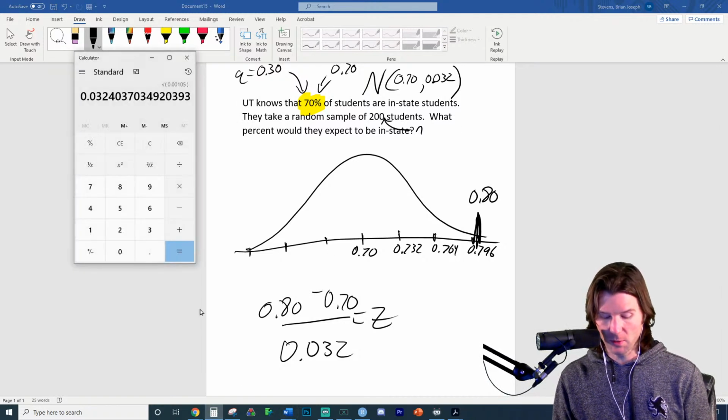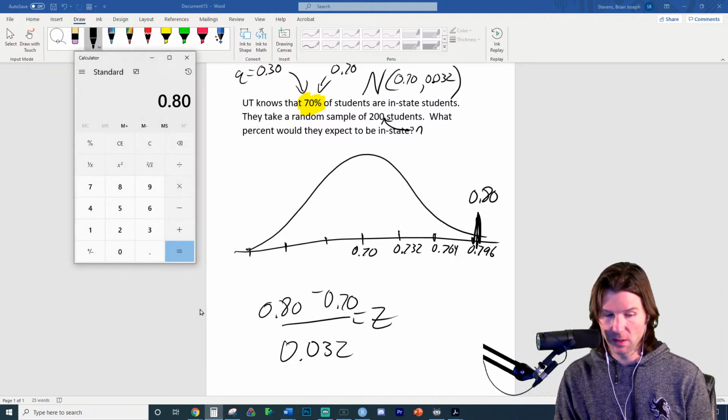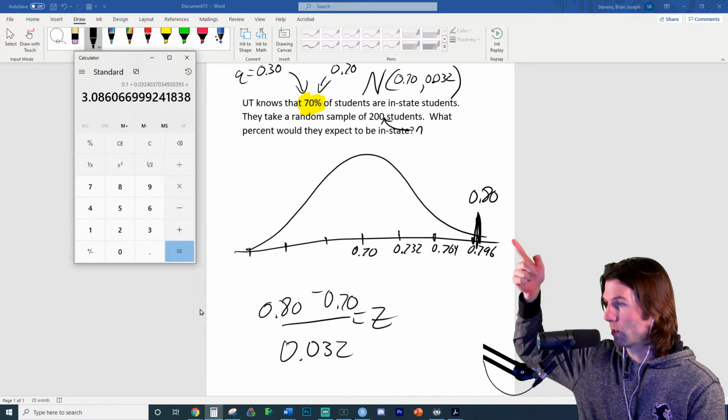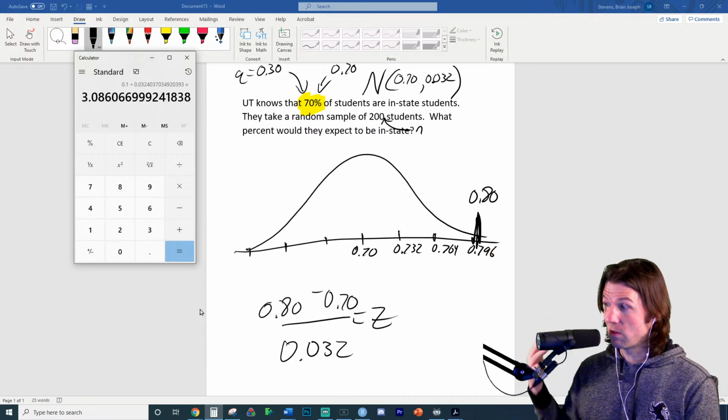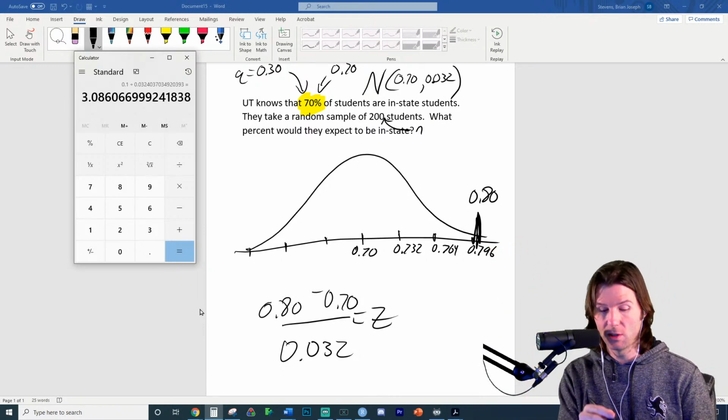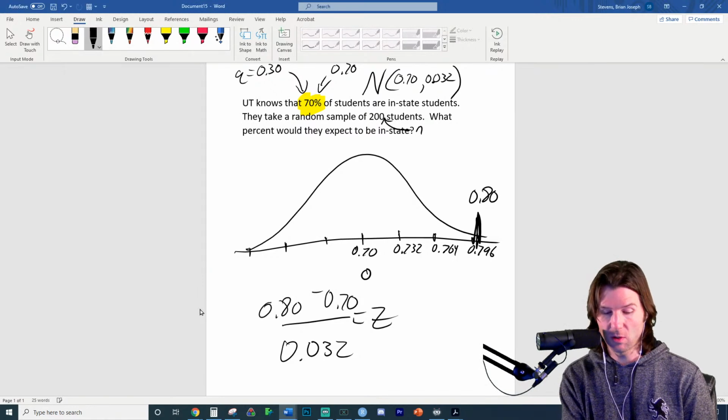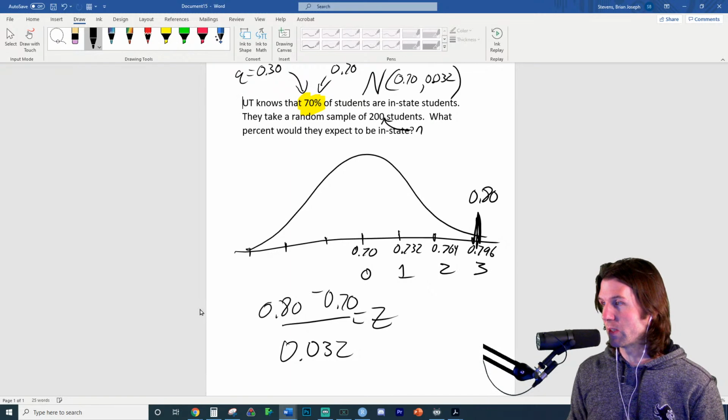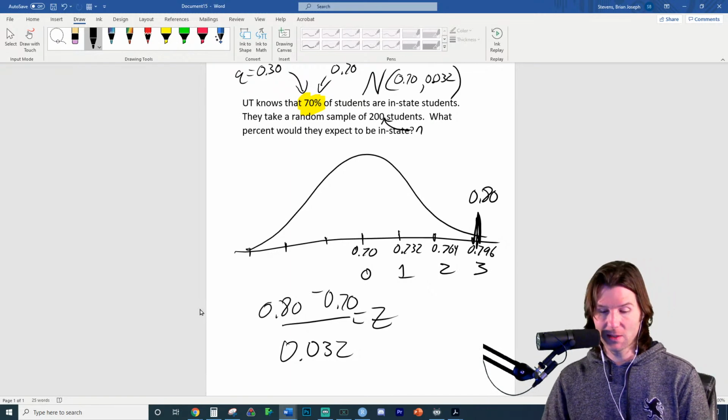If you say in a hypothetical sample, what's the probability of 80%? Well, 80% is 10% more. We divide and we get something just a little bit more than 3, which is where I was going with this. If you notice, this is just barely more than 3 standard deviations. When you put your z-scores below here, you see it's just barely more than 3 standard deviations. So that's what we got going on there.